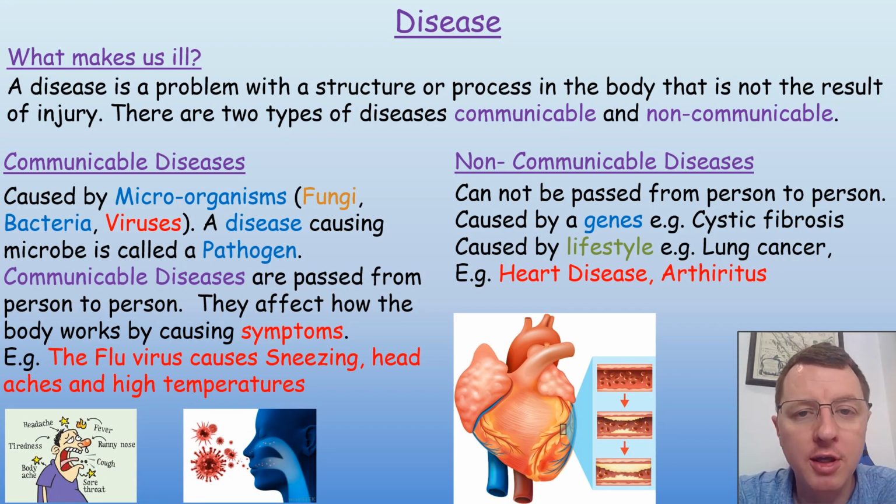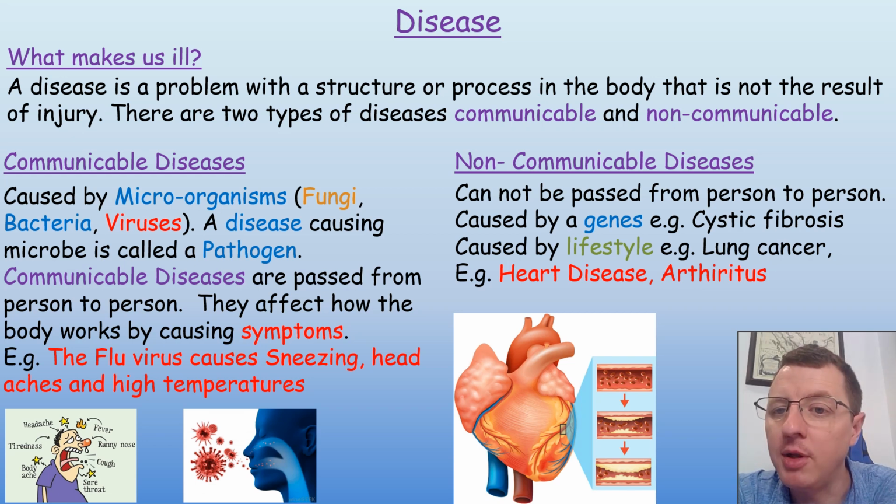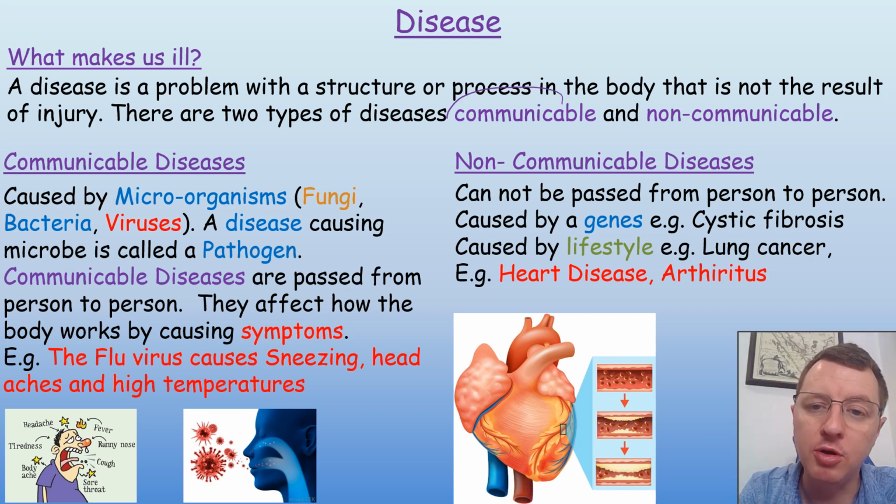So let's have a little think about disease first. What makes us ill? Well, a disease is a problem with a structure or process in the body that is not the result of injury. And there are two types of disease: communicable diseases and non-communicable diseases.